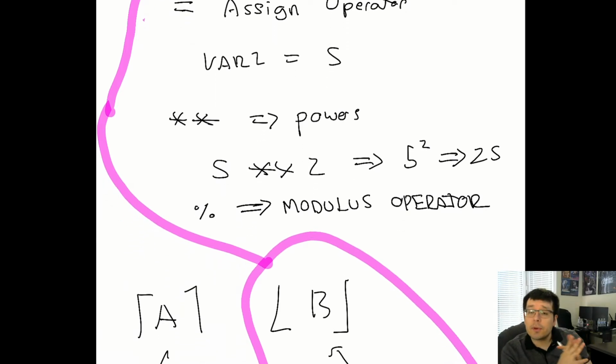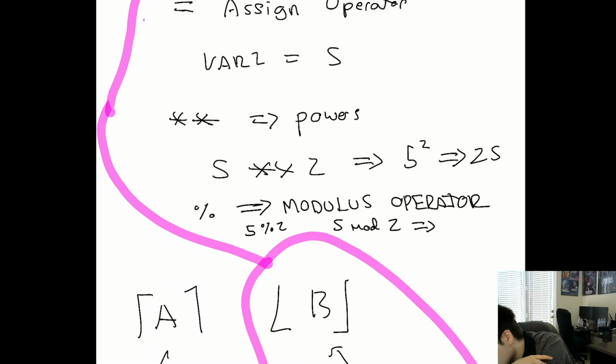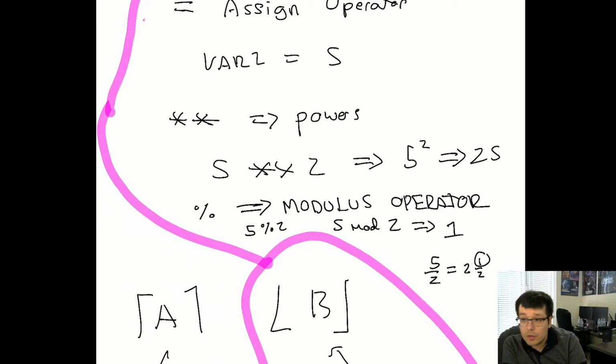The modulus operator is very useful because it allows us to see what the remainder would be if we did an integer division. So for example, if we say 5 mod 2, what that gives us is going to be a 1. Because if you say 5 divided by 2, then technically this is the same thing as saying 2 and 1/2, right? And so that's what we're getting back from this, that remainder. So that's a really useful operation for doing a lot of things.